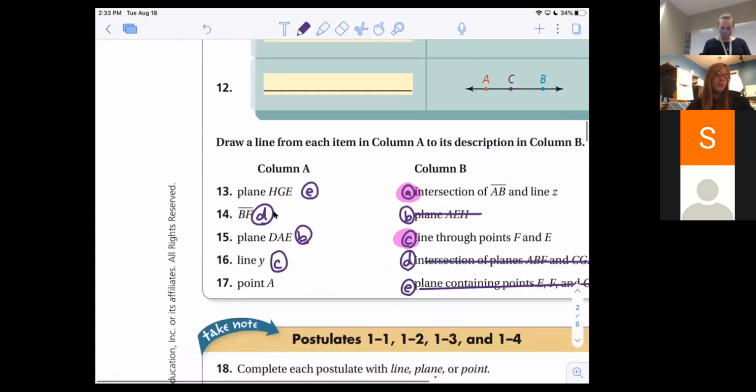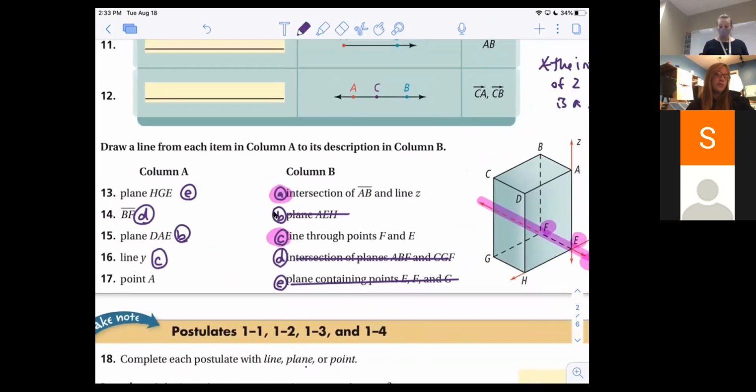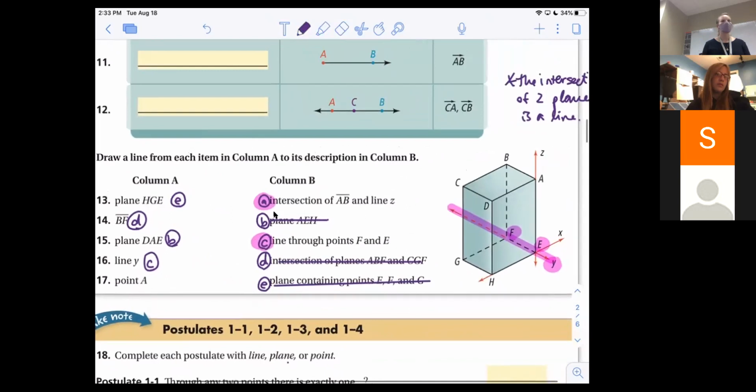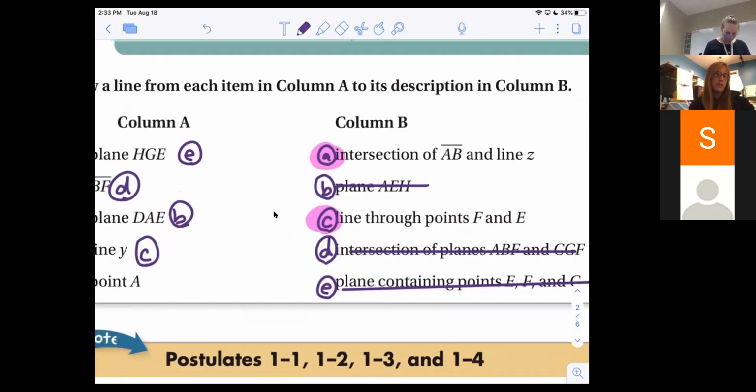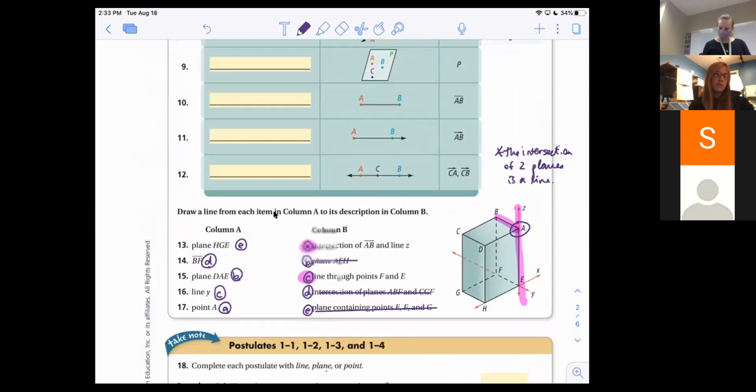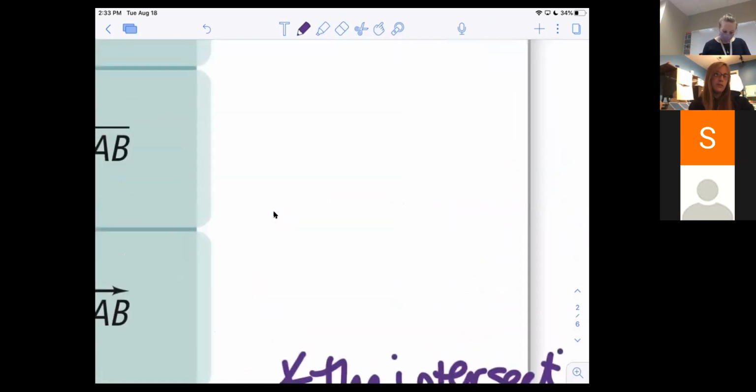And then 17 says point A. We know it has to be letter A, but why does that make sense? When in doubt, let's draw it out. I have intersection of AB, which is right here, and line Z is right here. And so they only intersect at one point, little a. We just wrote about the intersection of two planes up here. Let's write about the intersection of two lines. The intersection of two lines will always be what? A point. Just gonna make a little note over here.